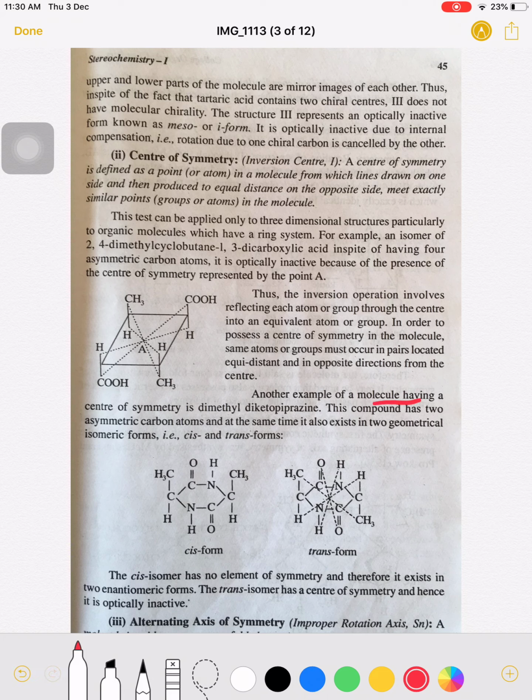Another example of a molecule which contains a center of symmetry is dimethyl diketopiperazine. So this is the molecule. Now see here, if I take the imaginary point at the middle of this molecule and draw these lines, this is a carbonyl group. If I draw opposite to the carbon, again it will meet a carbonyl carbon. If I draw to the carbon here, the carbon is also there, and nitrogen is there. Therefore this molecule, dimethyl diketopiperazine, is also optically inactive because of the presence of a center of symmetry in the molecule.